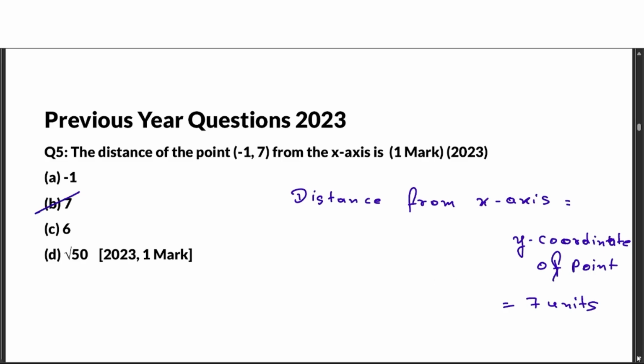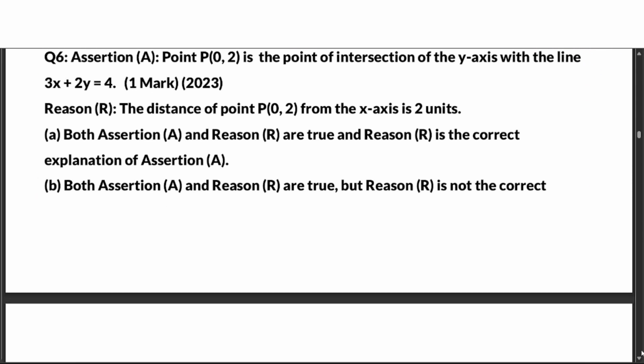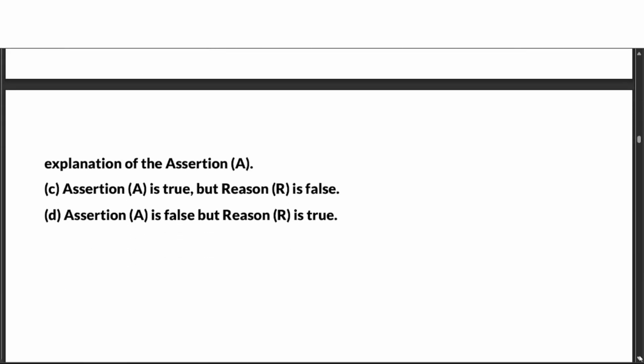Now coming to the next question. Again it is an assertion and reasoning question. The assertion is saying point (0, 2) is the point of intersection of the y-axis which lies on the equation 3x plus 2y is equal to 4. The reason is the distance of point (0, 2) from the x-axis is 2 units. Again the same 4 options are given. So which one is correct and which one is not? Here we have to understand, so we have to draw one diagram so you can understand.